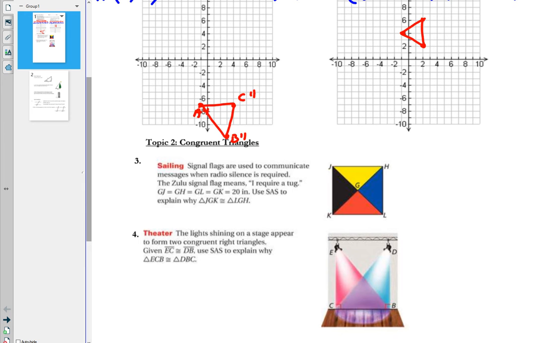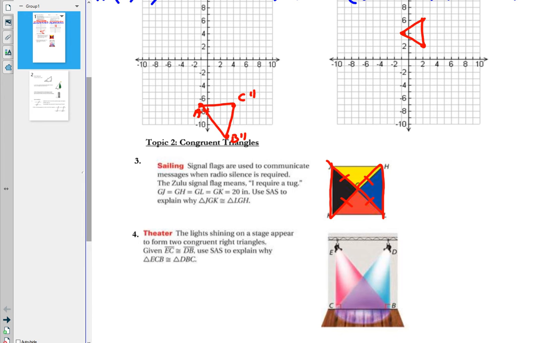GJ is equal to GH. This is the same as that. Is equal to GL is equal to GK, and those are all 20 inches long. Use side angle side to explain why JGK is congruent to LGH.